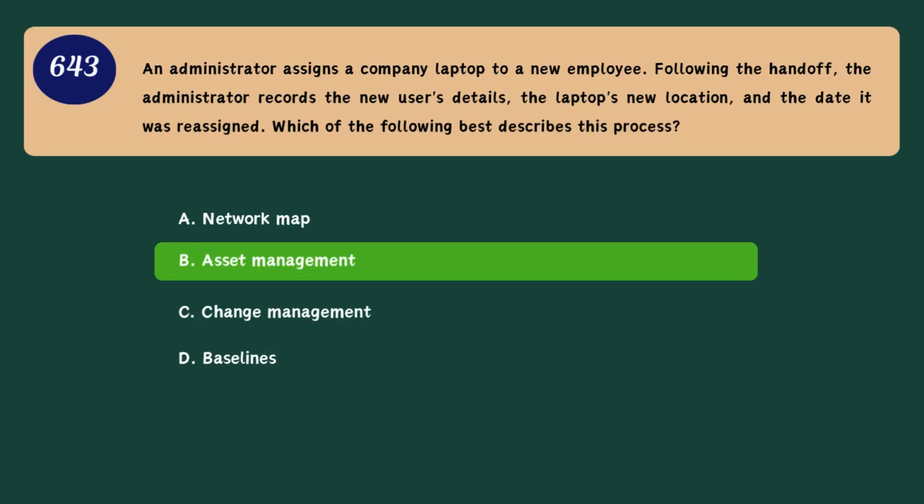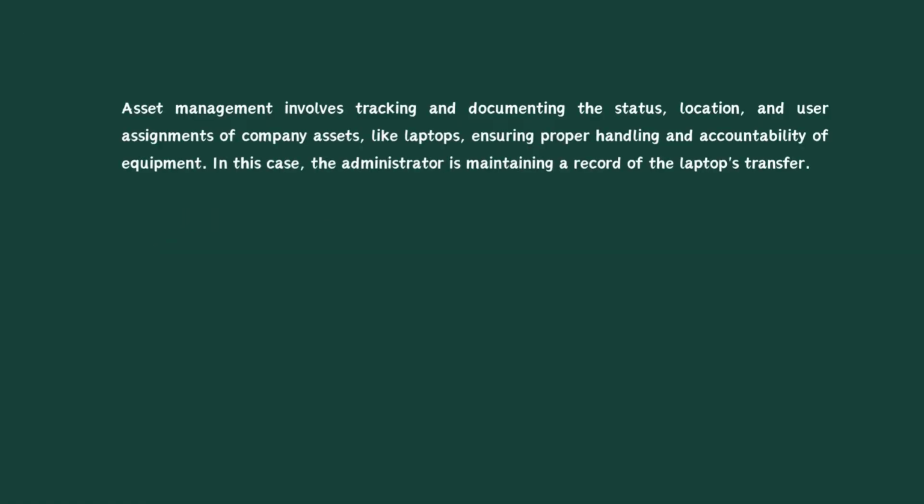Correct answer. B. Asset management. Asset management involves tracking and documenting the status, location, and user assignments of company assets, like laptops, ensuring proper handling and accountability of equipment. In this case, the administrator is maintaining a record of the laptop's transfer.